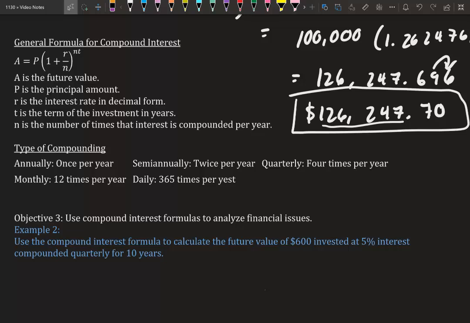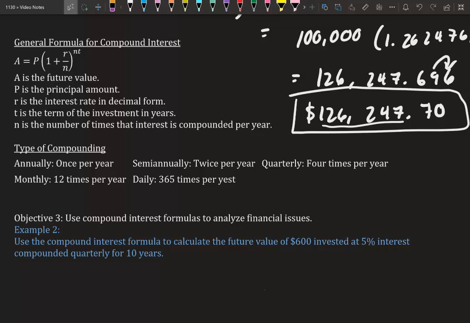So general formula for compound interest, A equals P times (1 plus R over N) to the power of NT. It's basically the same formula like we did in part B, except now N, that's compounded certain times per year. A is your future value, P is your principal amount, R is your interest rate, T is your investment in years, and N is the number of times that interest is compounded.